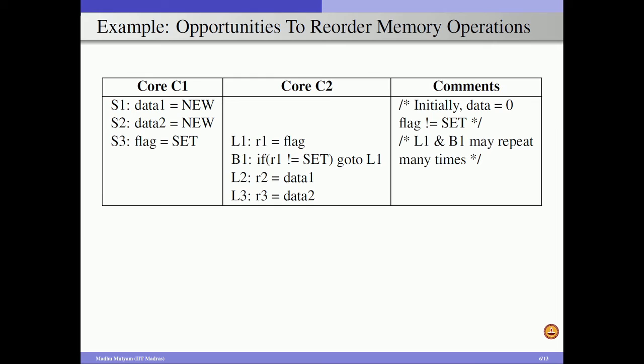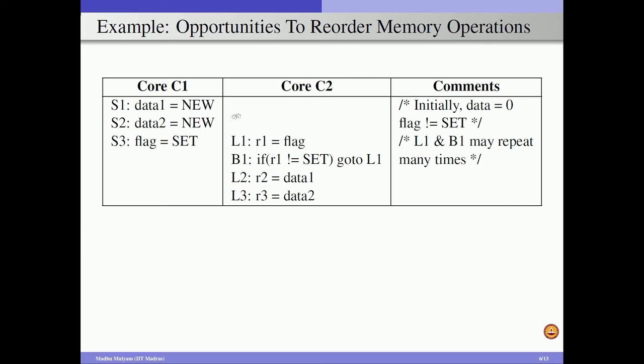Now we will see the other relaxed consistency model, and before that we are going to give an example of why we want further relaxation in our memory consistency model. Consider a two-core system where core 1 is executing 3 store instructions. One writes the value new to memory location data 1, another writes a new value to memory location data 2, and the third writes the value set to a flag memory location or variable.